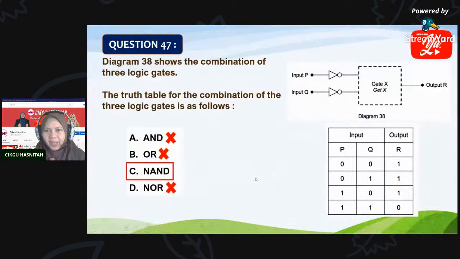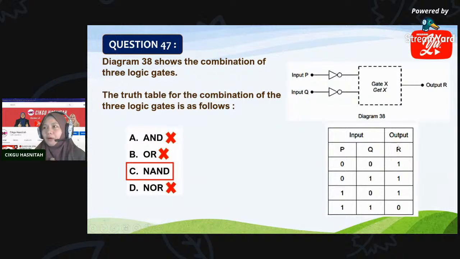But they have no NOT gate before the OR gate. You refer to this diagram. As I said to you just now, if you read the question carefully here, the truth table for the combination of the three logic gates is given as follows. So this is the result given. We must see which of these four options matches the truth table given here.